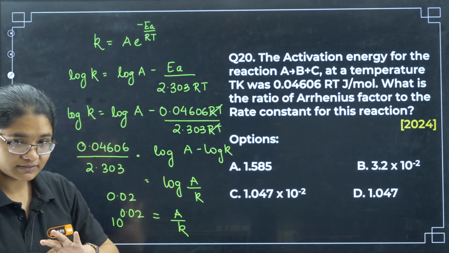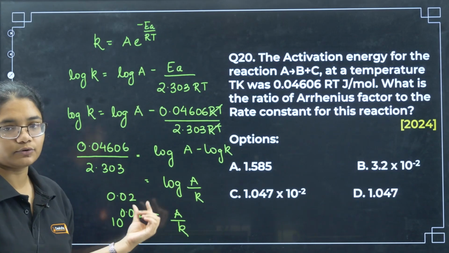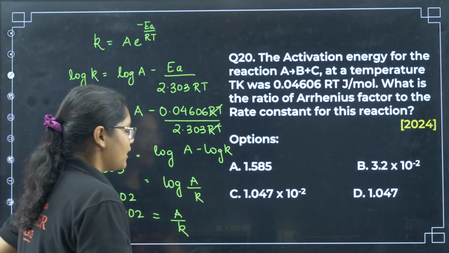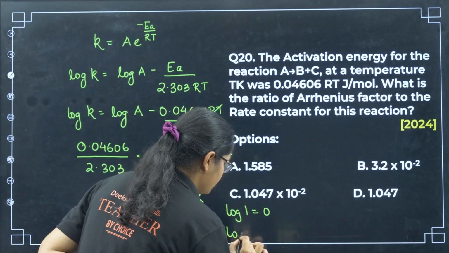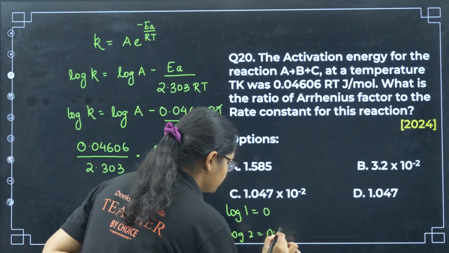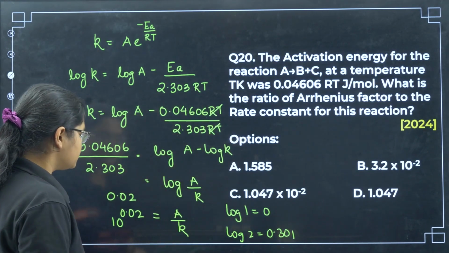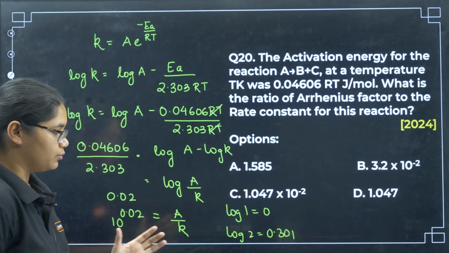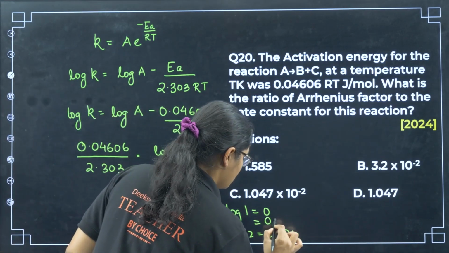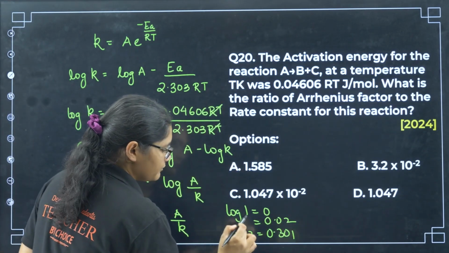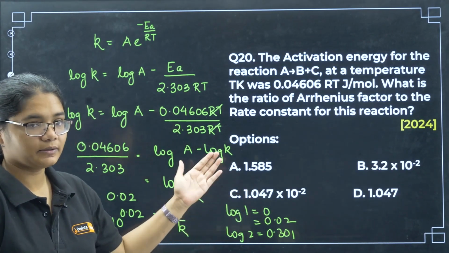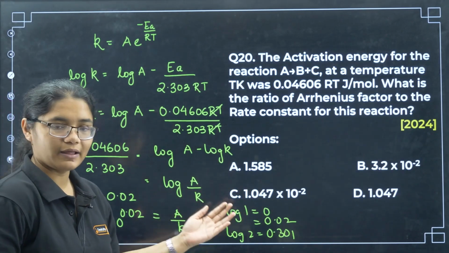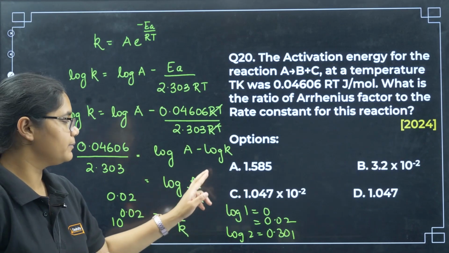Okay, which number's log value is 0.02? That is what I have to find out. Now I know that log 1 is 0 and log 2 is 0.301. So this number whose log value is 0.02 will be something between 1 and 2, right? It cannot be less than 1, it has to be more than 1 and less than 2, between 1 and 2.